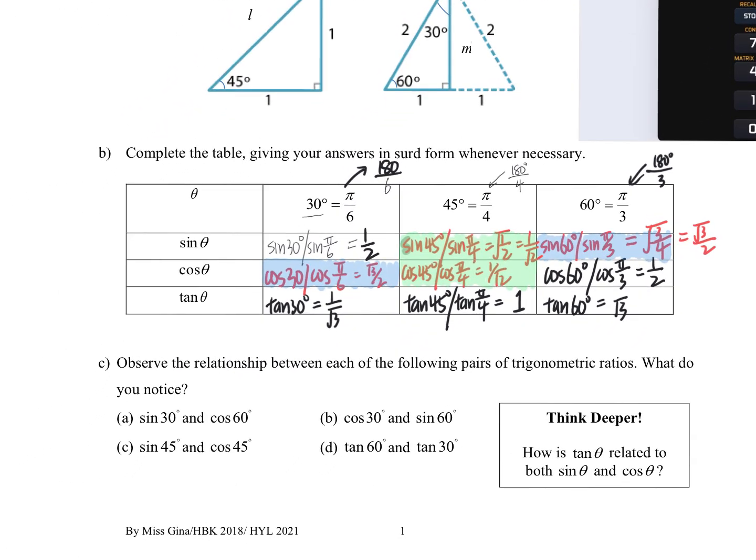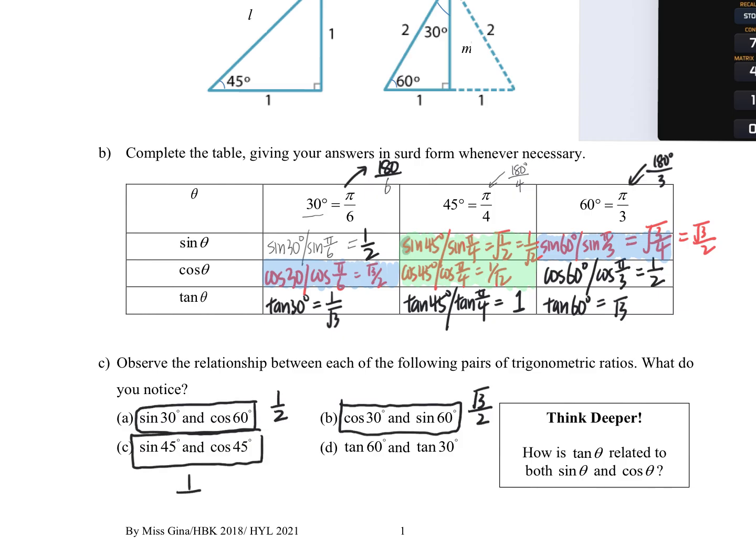So with that being said, can you find a relationship between these two numbers? They are both half, right? What about this? Tangent theta equals sine over cosine. They are both square root 3 over 2. What about this? They are 1 over root 2, right? Or if you rationalize it, it's root 2 over 2.